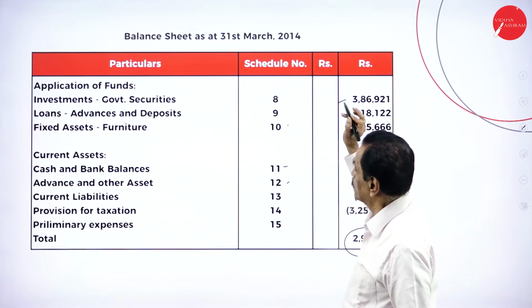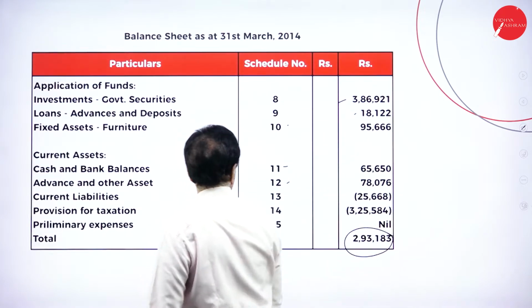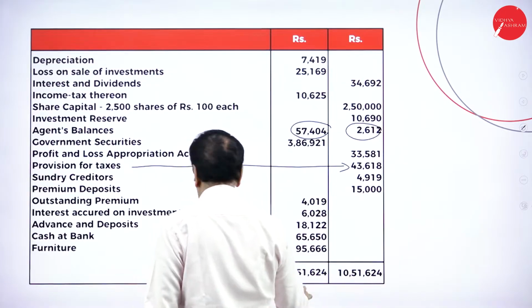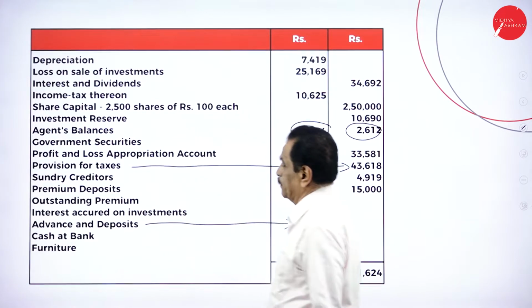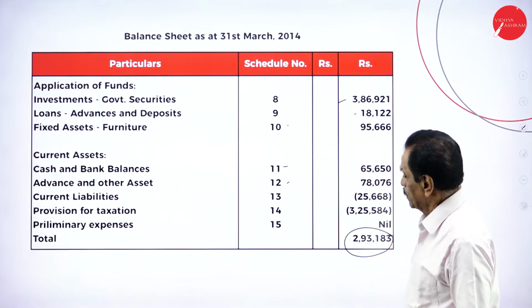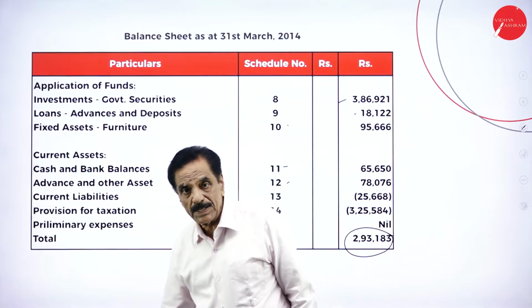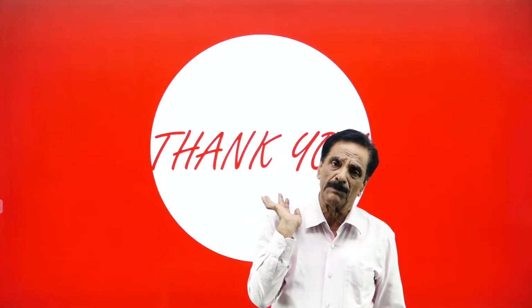So only thing left out is 5, 6, 7. 7 is borrowing, which is not there. 8, 9, 10, loans are there. Advance and deposit is there, 18,122. Advance and deposit 18,122. So totally it will come to 2,93,183. Hope you understand. But you have to learn the format.